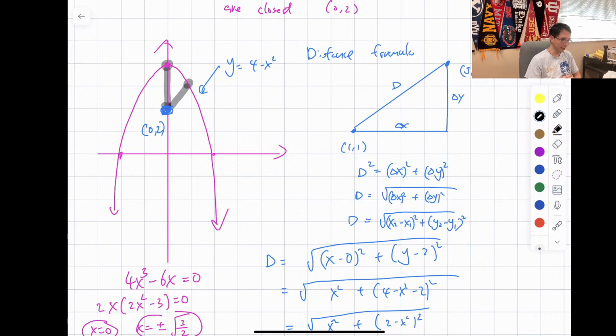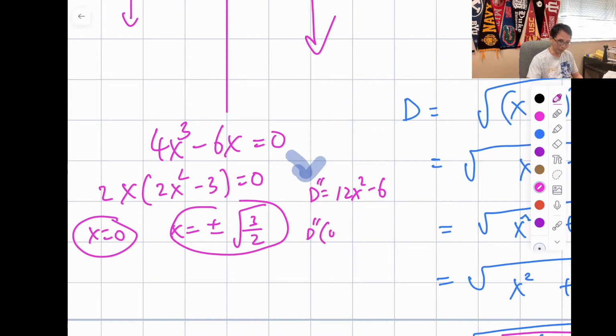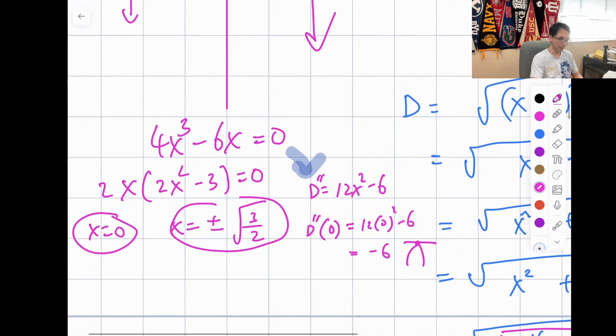Now, which one has less distance? We don't know which one has less distance. Is it the one on the top or the one on the side? This is why the second derivative matters. What we're going to do is take the second derivative here. The second derivative is going to give you 12x squared minus 6. So this is distance double prime. If you put in 0, it's 12 times 0 squared minus 6, which is equal to negative 6. That's concave down, which is a relative maximum. It's actually not correct, so it's not this one.